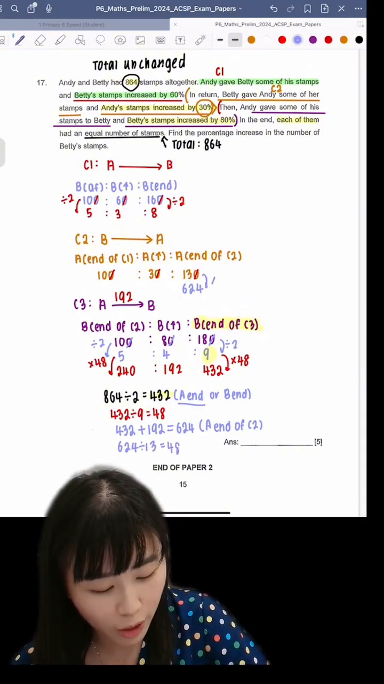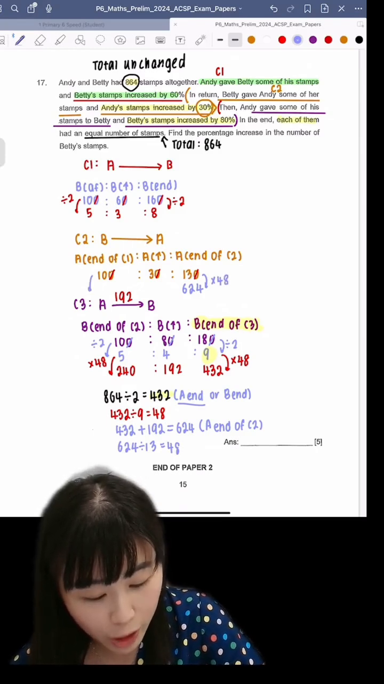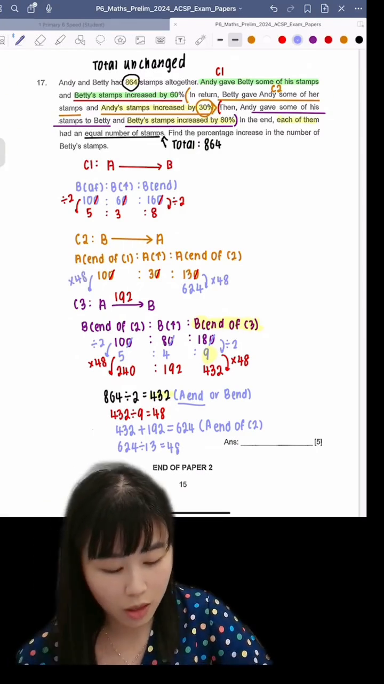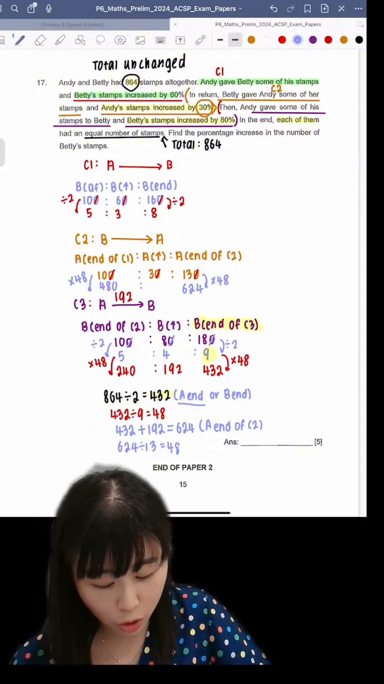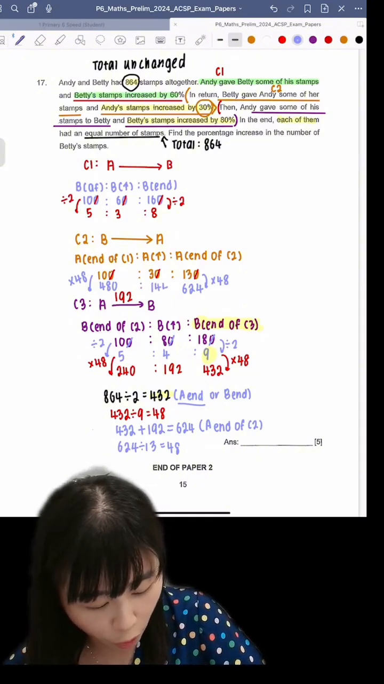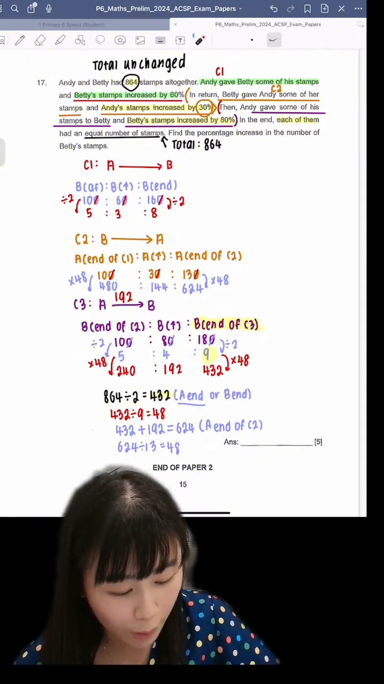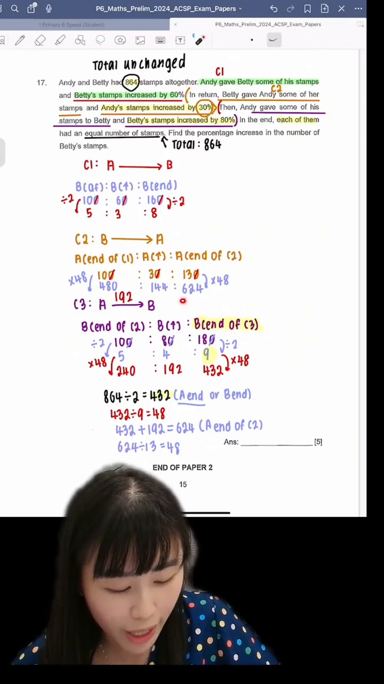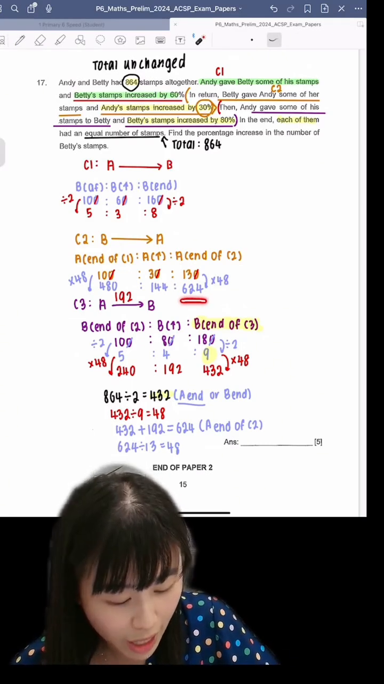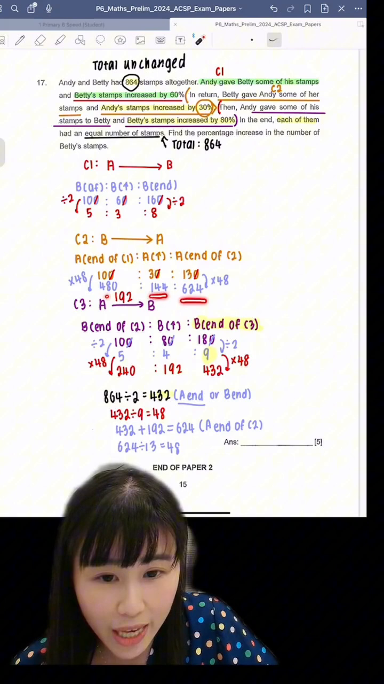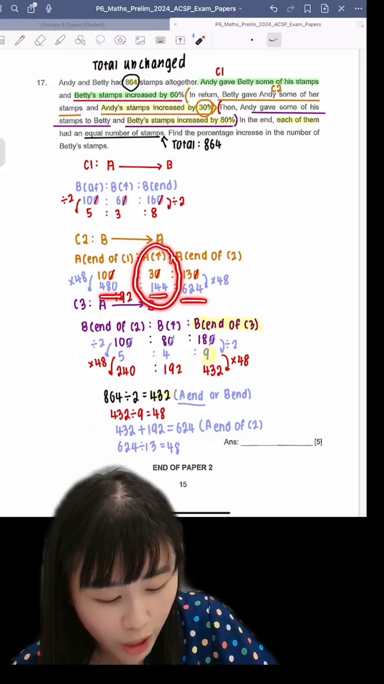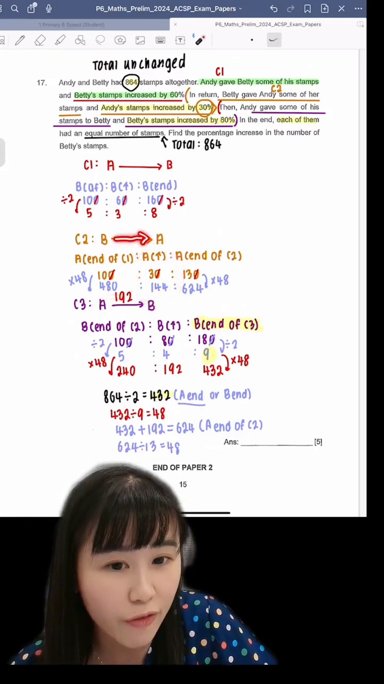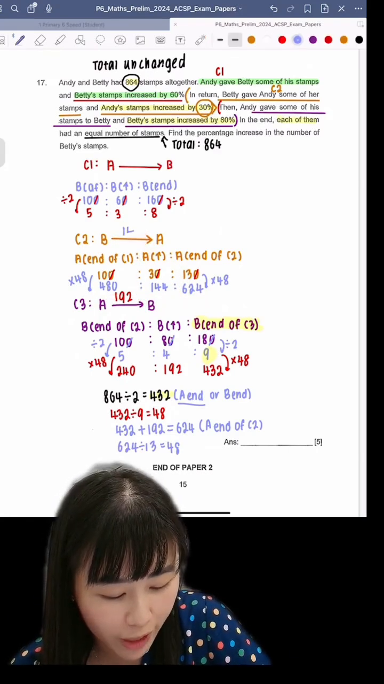So that means everything I must times 48 to find the actual number of stems. So here I will get 480. 48 times 3, I will get 144. So now I'm dealing with the real numbers. At the end of change 2, A got 624. A increased by 144. Previously, A at change 1 is 480, which also means we know A increased by 144. It must be because B gave A that 144 right here.